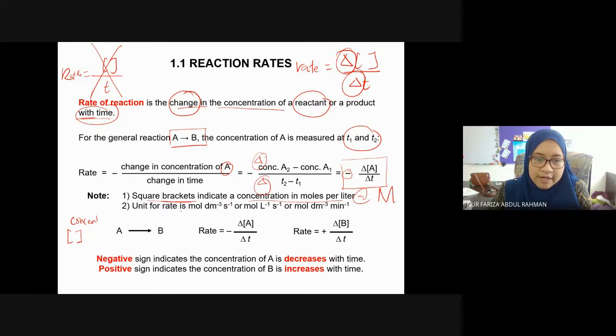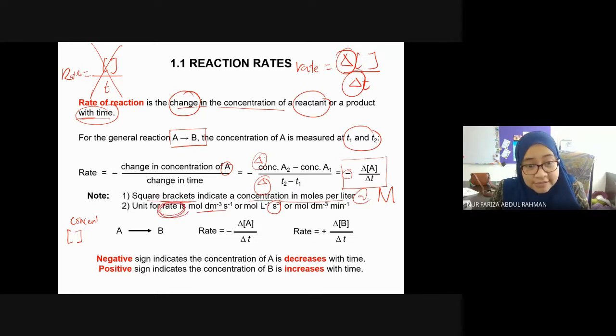So the unit for rate is mole dm^-3 s^-1, or mol L^-1 s^-1, or mol dm^-3 min^-1. It depends on the unit of the time. If the unit of time is given as second, that means you are going to be using second. If the unit is given in terms of hours, that means you need to change into hours. So this is the unit of the rate.